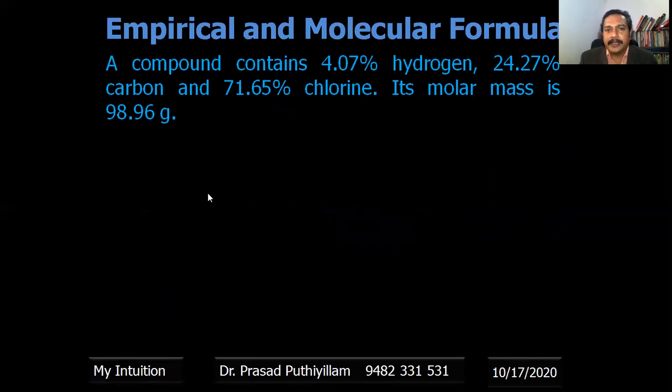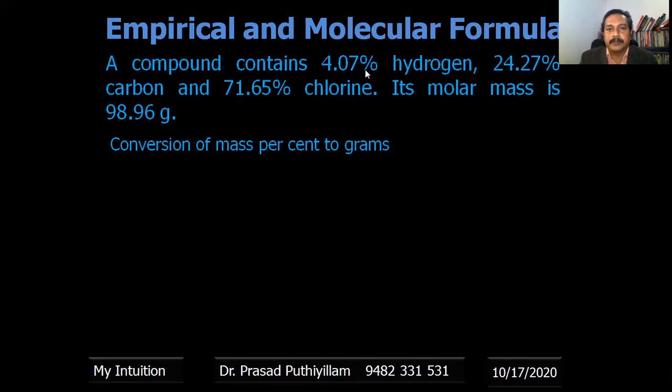A compound contains 4.07% hydrogen, 24.27% carbon, and 71.65% chlorine. Its molar mass is also given as 98.96 gram. So we need to find out the empirical formula as well as the molecular formula. Different steps will follow. First, we will convert the mass percentage to grams.